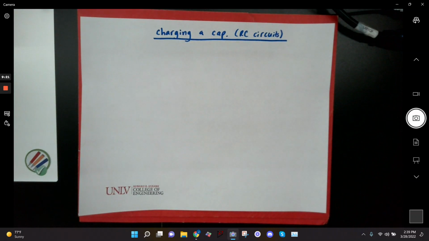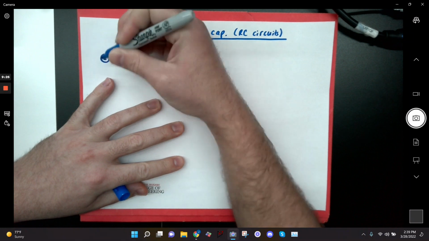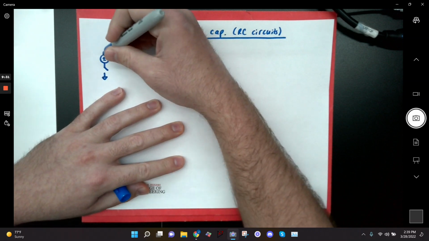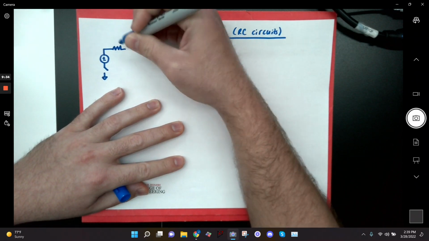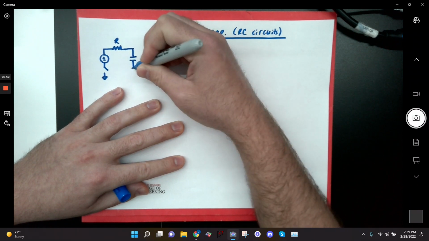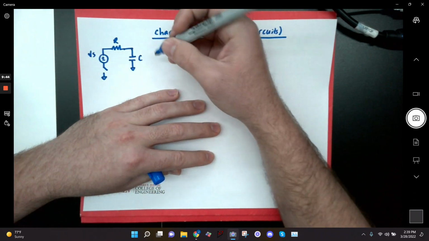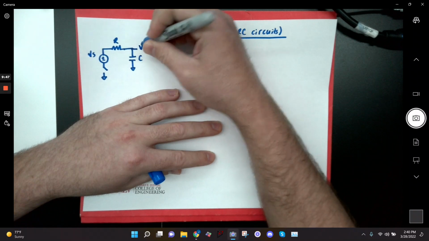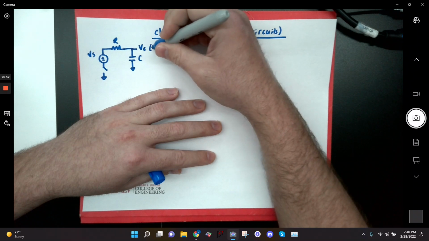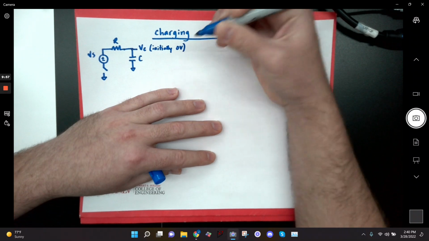All right. So let's say I've got a circuit with a voltage source connected to a switch. I've got a resistor here, and I've got a capacitor here. And let's say that this voltage here is Vc, the capacitor voltage, and that it is initially 0.